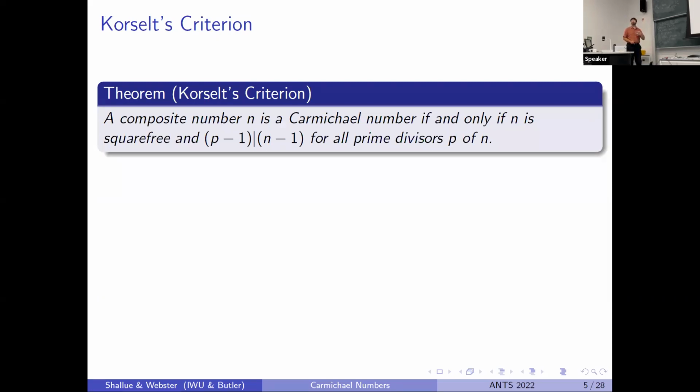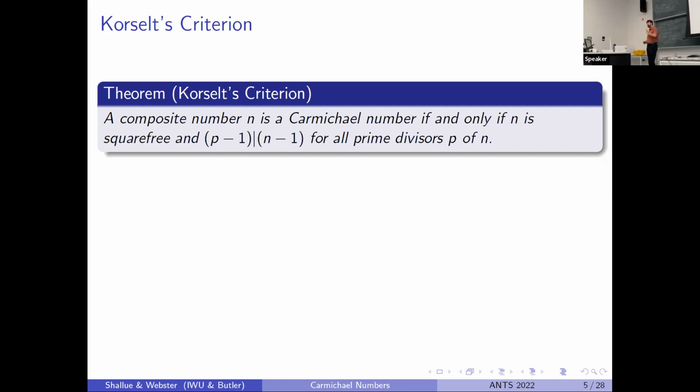Now, that definition of Carmichael numbers shows the interest in it. It's a pseudoprime that's maximally bad in some sense with respect to the Fermat test. But in terms of working with Carmichael numbers, Korselt's criterion tends to be more useful. What we have here is that n is a Carmichael number if and only if it's square free, and we have this divisibility condition for all prime factors P of n.